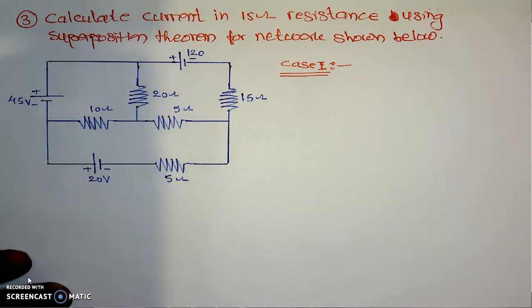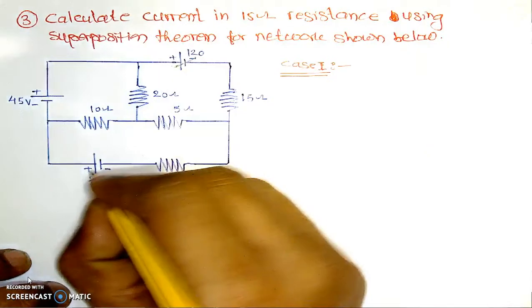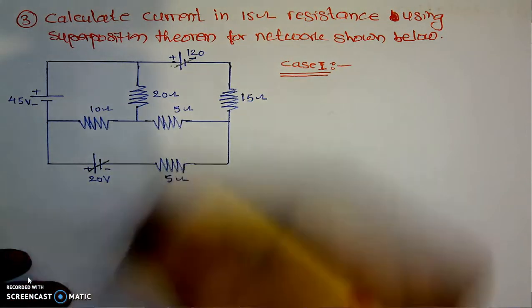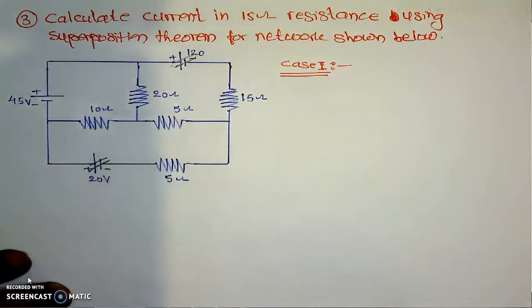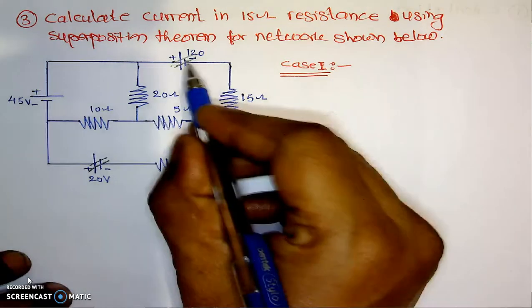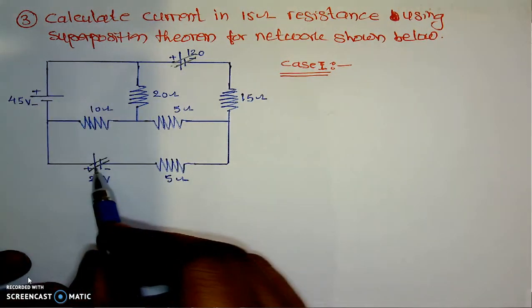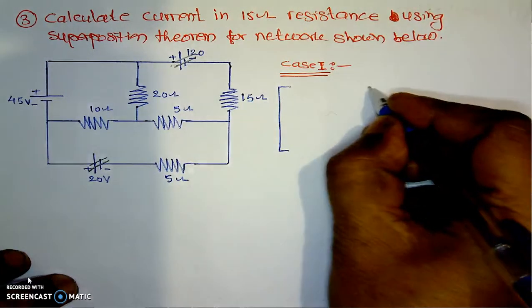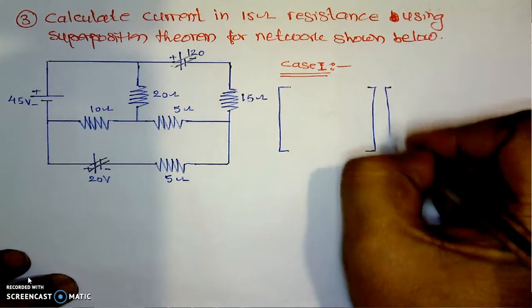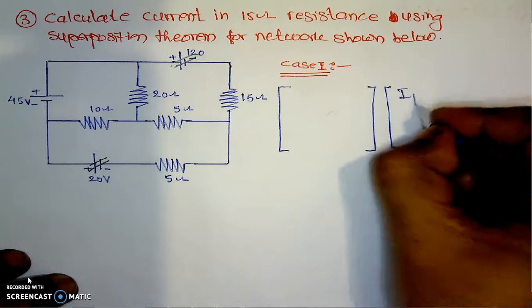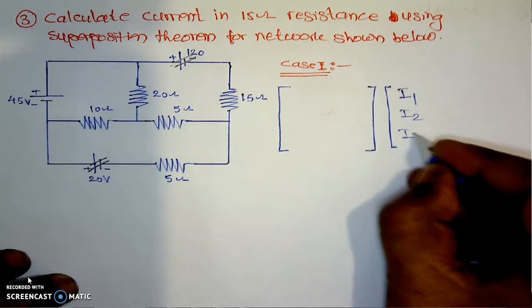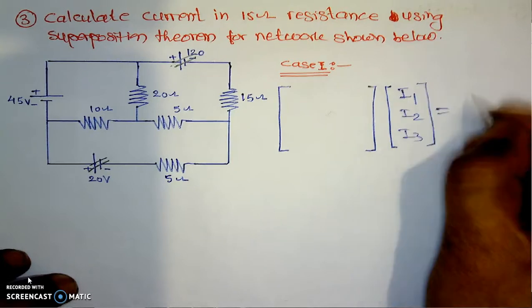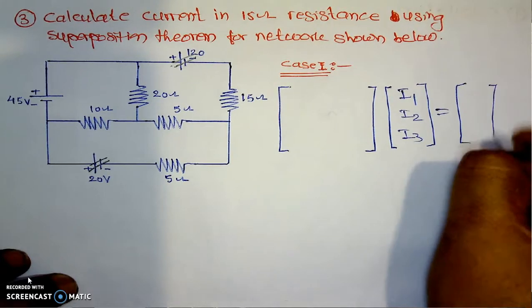For the time being, in case 1 I am considering only the 45 volt source, and the 120 volt source and 20 volt source are replaced by their internal resistance. Means here this source is not available and this source is not available. In that case, how will the matrix be? The matrix will be something like this. We have the three currents for case 1: I1, I2 and I3, equal to some constants C1, C2 and C3.